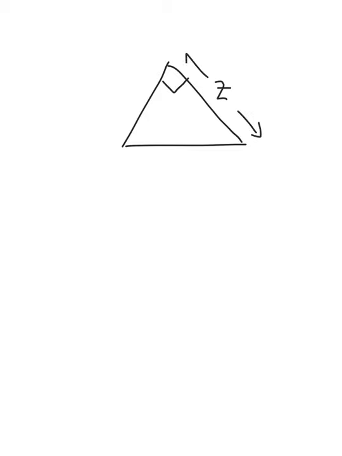The next triangle looks like this, although I've drawn it pretty badly. That's meant to be a right angle, and this is Z, and this is Z, and you're told that the area is 40.5 centimeters squared.